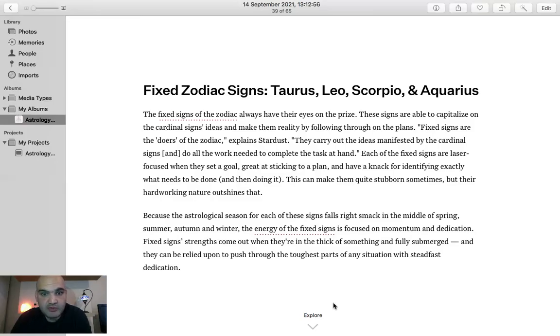Because the astrological season for each of these signs falls right smack in the middle of spring, summer, autumn, and winter, the energy of the fixed signs is focused on momentum and dedication. Fixed signs' strengths come out when they are in the thick of something and fully submerged, and they can be relied upon to push through the toughest parts of any situation with steadfast dedication.